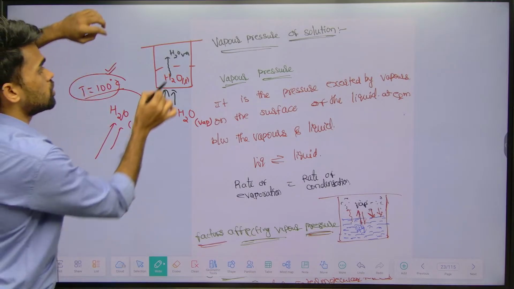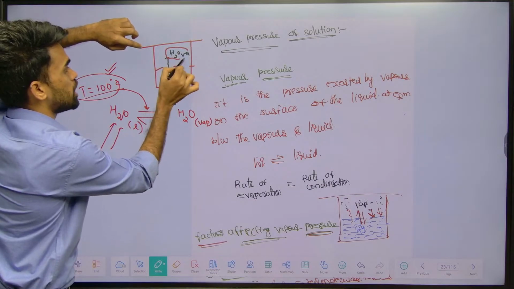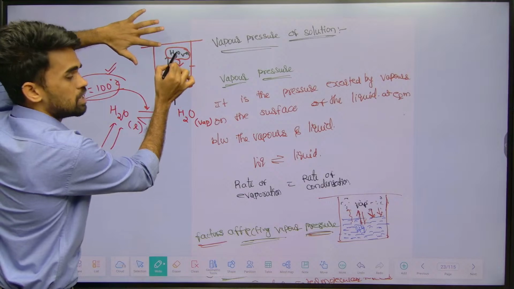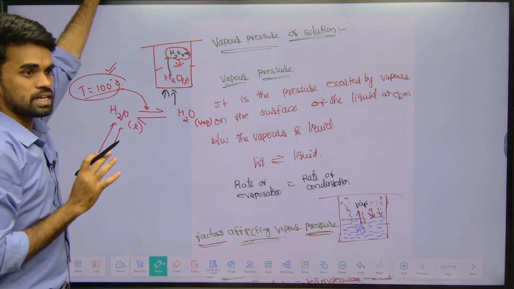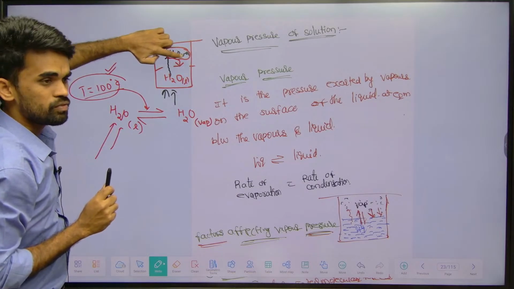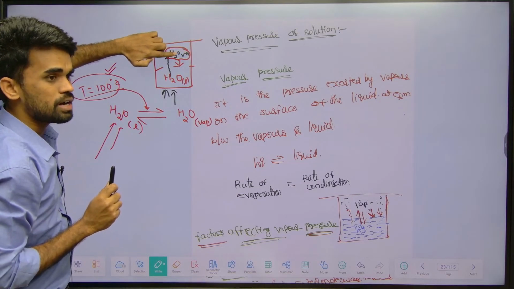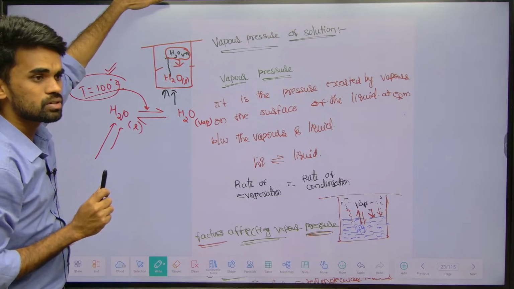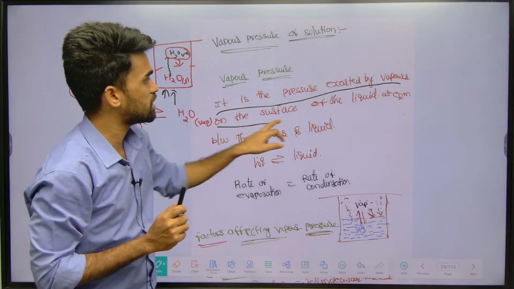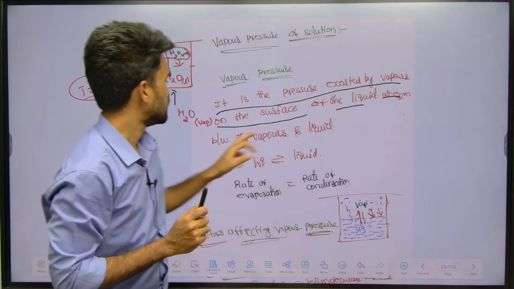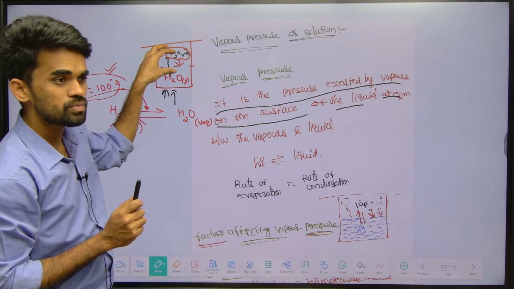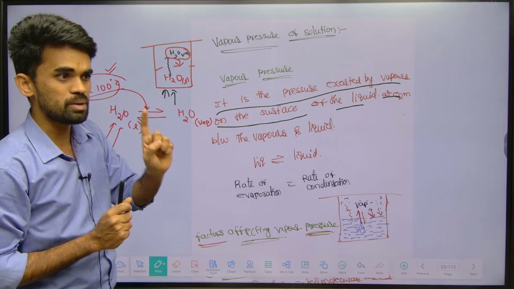Now the pressure exerted by these vapors over the surface of that liquid is considered the vapor pressure of that liquid. Once again, what do we mean by vapor pressure? The pressure exerted by the vapors of a liquid on its surface, at equilibrium between the vapors and the liquid. So that pressure is considered what? Everyone clear what vapor pressure means?